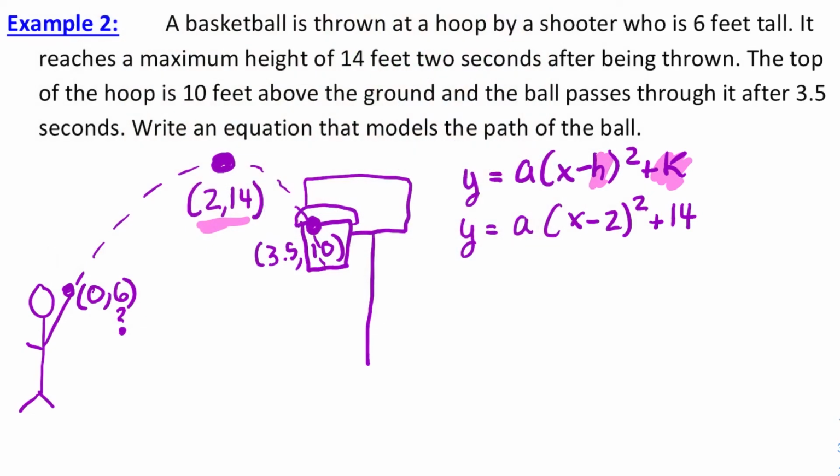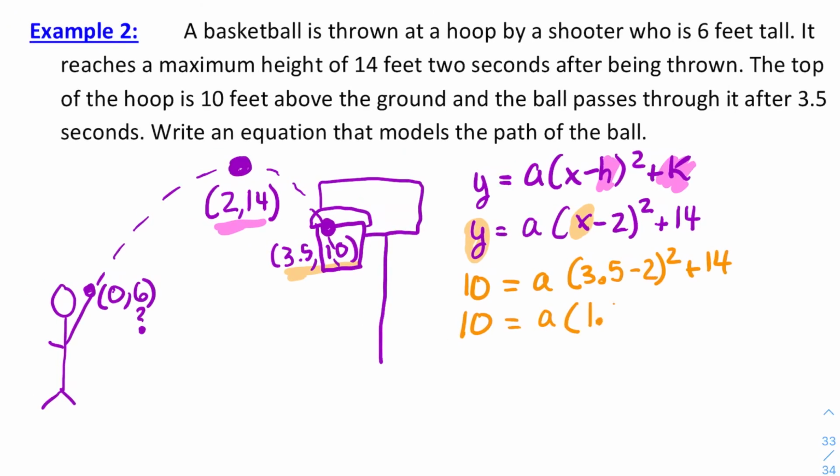So let's plug those in for h and k, or think about translations, right 2 and up 14. And then to solve for a, to see what kind of coefficient we need in front here, we'll plug in 3.5 and 10 for x and y. And then following order of operations, work inside your parentheses first, and you'll get 1.5. I'm actually going to change that to 3 over 2 because that's easier for me to square.